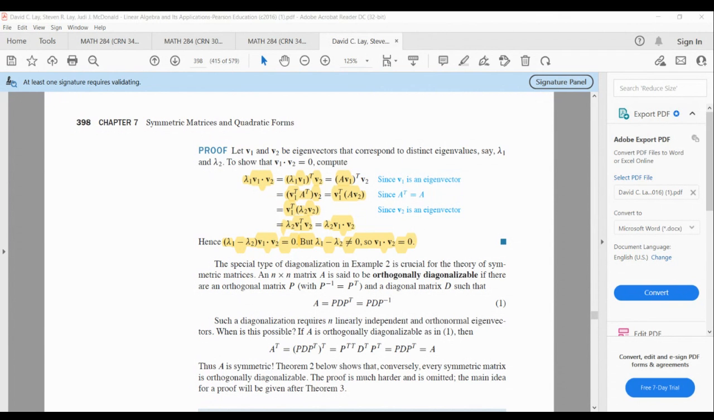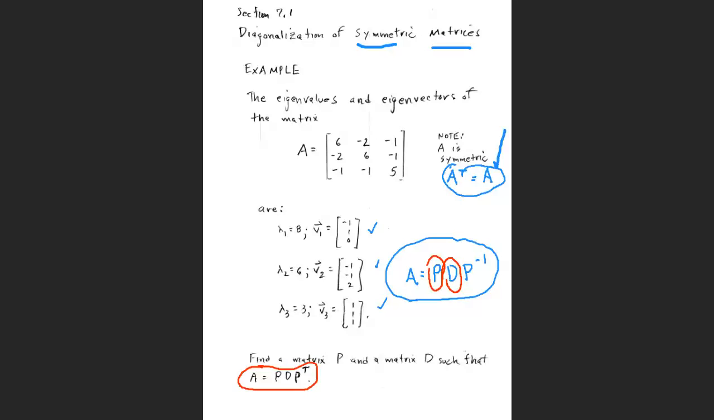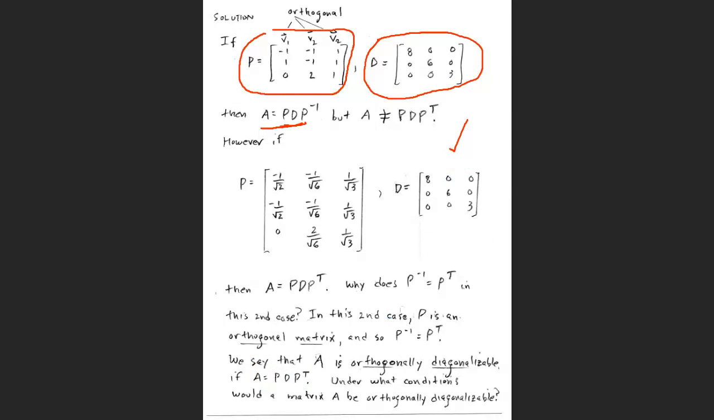Okay, let me go back to the notes here. Well, here's the problem, Mikhail. This P here, let me just write it. This P here, gosh, it always changes that font to 5 point. Really should be 3 point. This P here is not orthogonal.